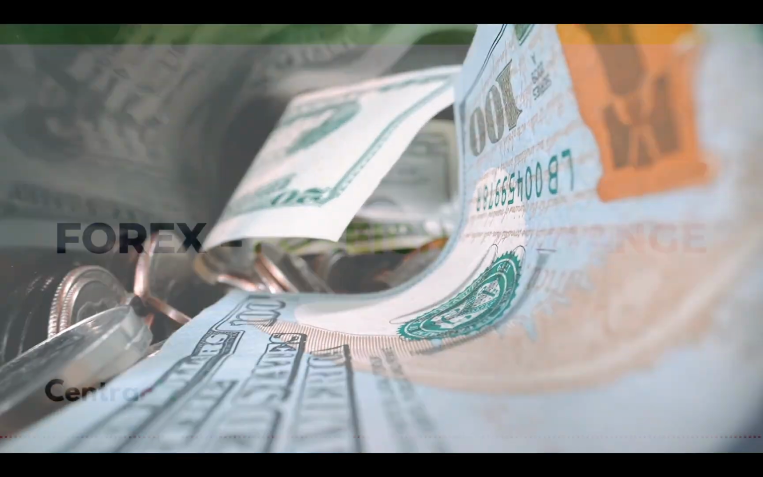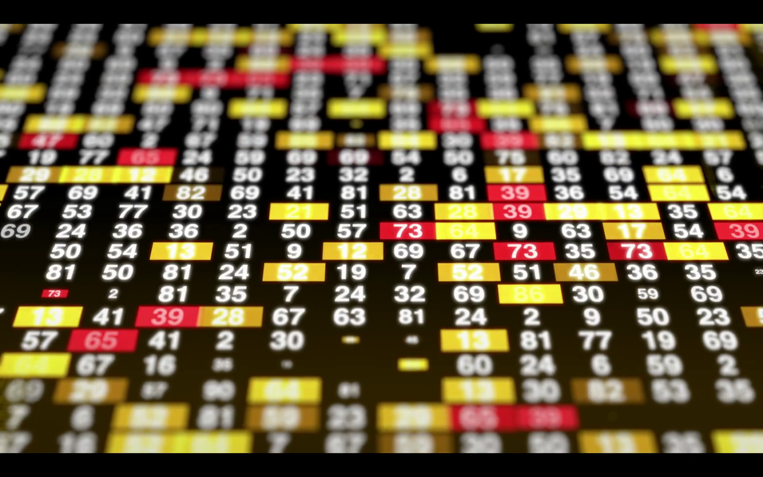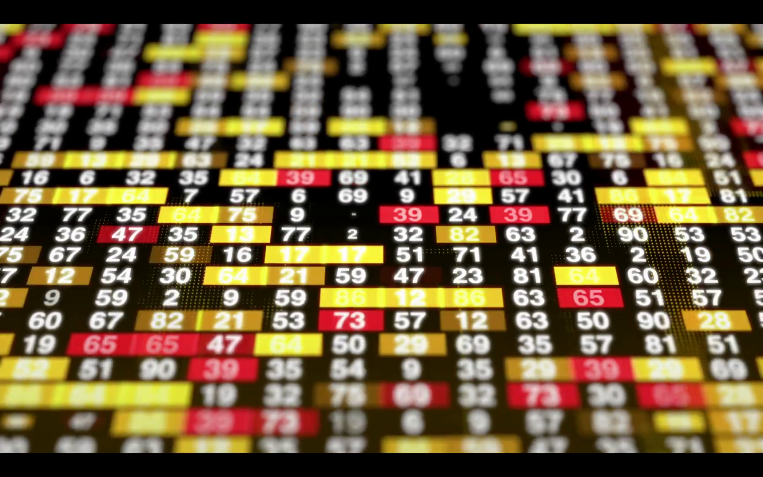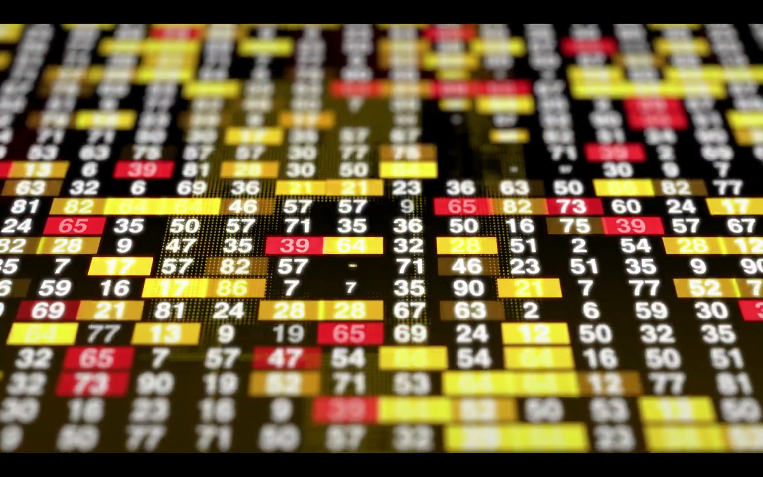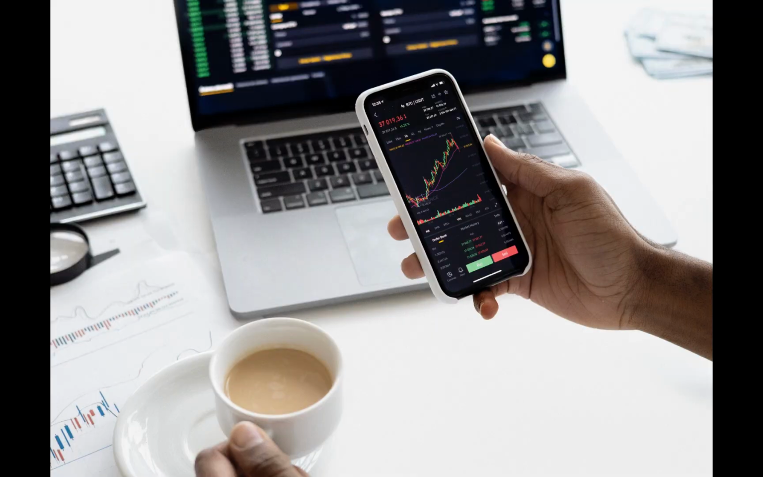Forex stands for foreign exchange. It's the global marketplace where people trade different world currencies. Just like you might trade items with your friends, people trade currencies here.